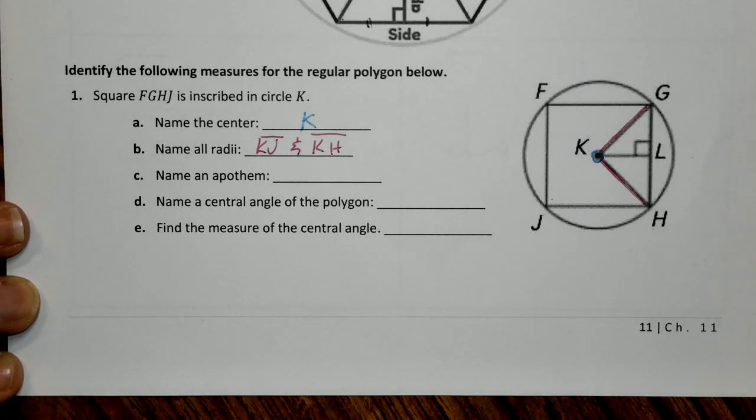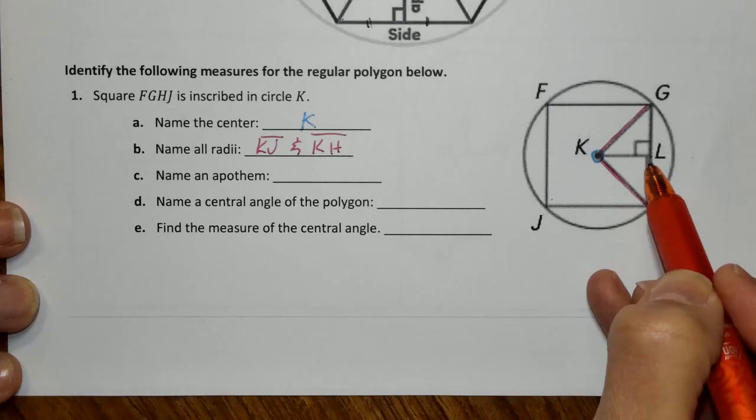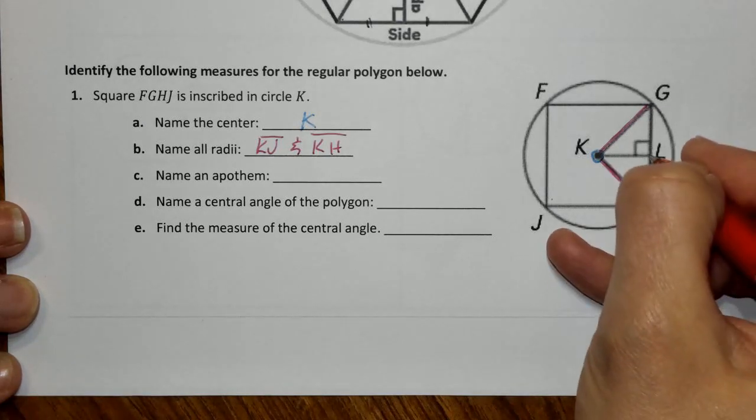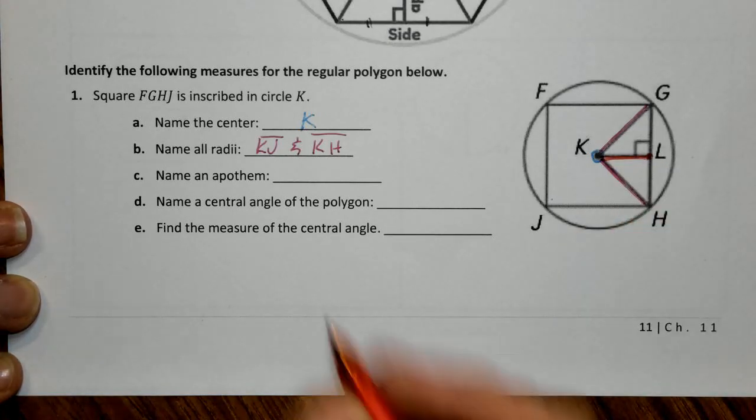Now the apothem goes from the center, perpendicular to a midpoint. It does not touch that circumscribed circle. It ends at the midpoint right here of a side, and it will always be perpendicular. So we have segment KL.